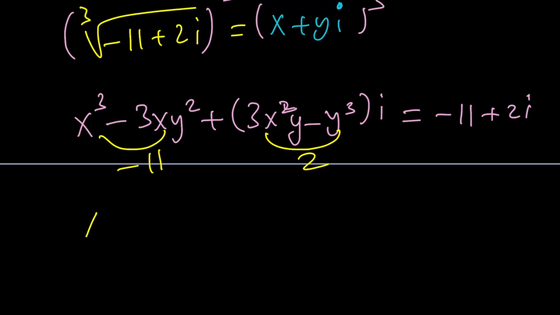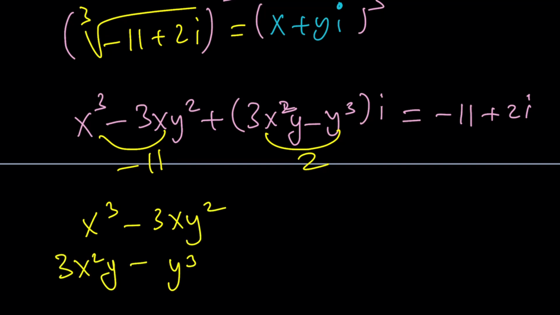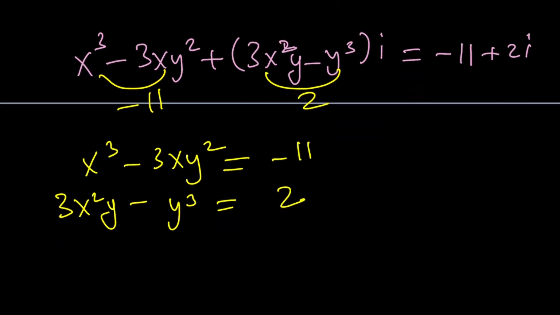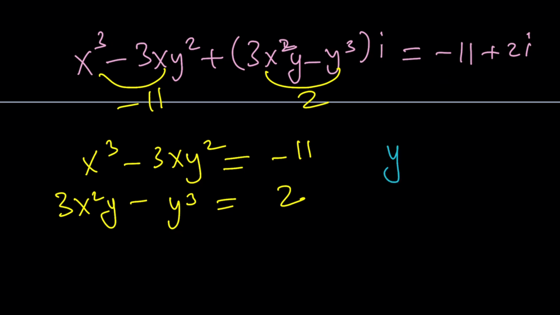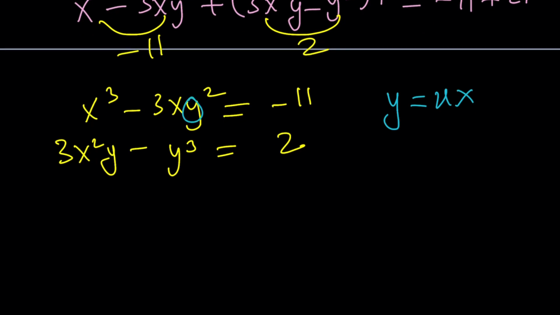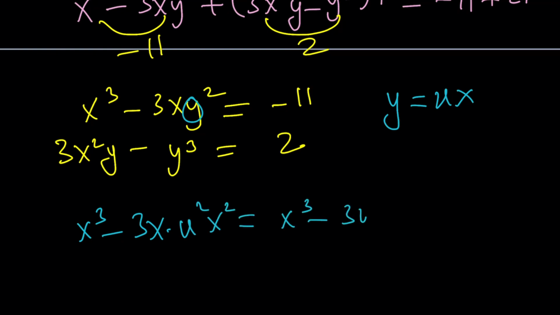Let's go ahead and solve it. Let me show you how I can solve these kinds of systems, because this one is homogeneous. Here's what we're going to do: replace y with something. How about y equals ux? You can use any variable you want. When you do that, you're going to get x cubed minus 3x multiplied by u squared x squared, which gives x cubed minus 3u squared x cubed equals negative 11.